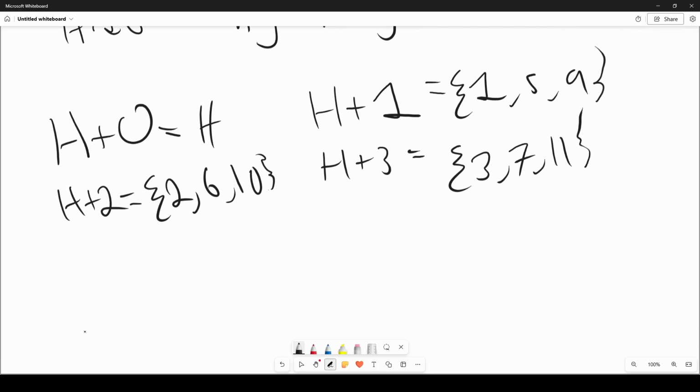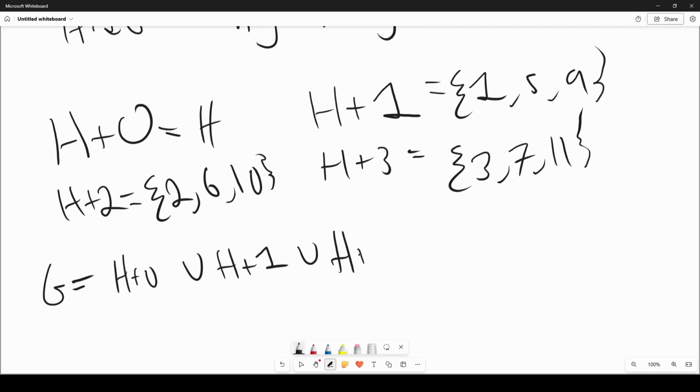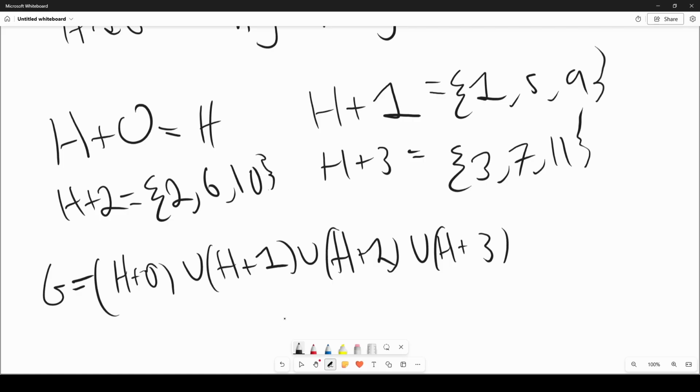So these four cosets form a partition of G. In fact, G equals the union of H plus 0, H plus 1, H plus 2, and H plus 3. Let me just write parentheses around here to make that make more sense. Because I get 0, 4, 8, 1, 5, 9, 2, 6, 10, 3, 7, 11. If I wanted, let's say, 8, it's in this one. 7, it's in this one. So there's always a coset that contains any one of the elements of G, or Z mod 12 in this case.